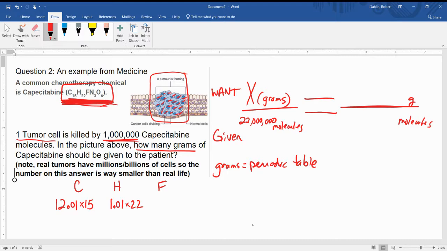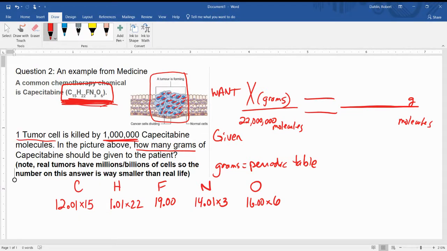And then F is fluorine. Looking at the periodic table, fluorine is 19.00, but there's only one of those. And then we have N for nitrogen. Nitrogen on the periodic table is 14.01, and our equation says we have 3 of those. That's subscript 3, so I'm going to multiply this by 3. And then we have O for oxygen. Oxygen is 16.00, and our equation says we have 6 of those. So now you pull out your calculator. You're going to have a big old equation here.